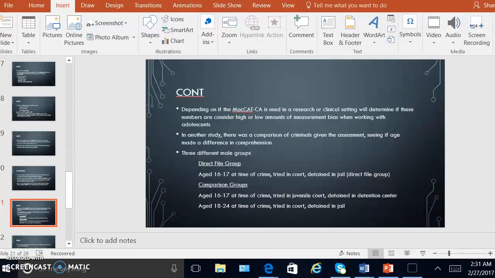But in the study that I told you about, they took 3 criminal groups. You have the direct file group, age 16 to 17 at the time of the crime. They were tried in court and detained in jail. All of these were from Florida, and they're all male. Then they have 2 comparison groups. One is age 16 to 17 at the time of the crime, but they were tried in juvie and detained in a juvenile detention center. And then the third group is 18 to 24 at the time of the crime, but tried in court and detained in jail.